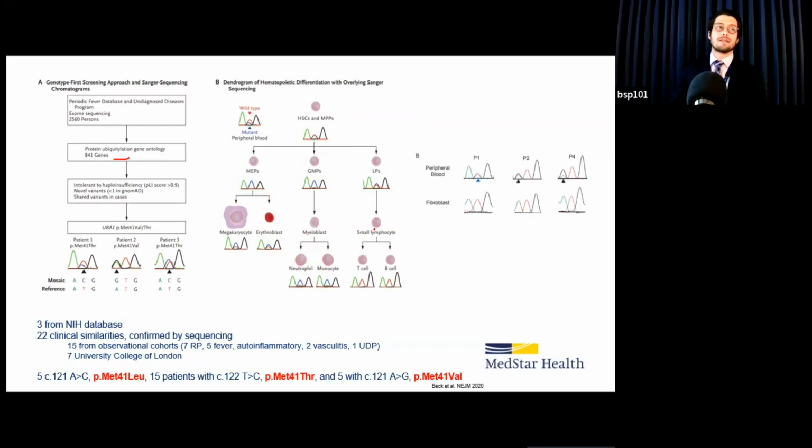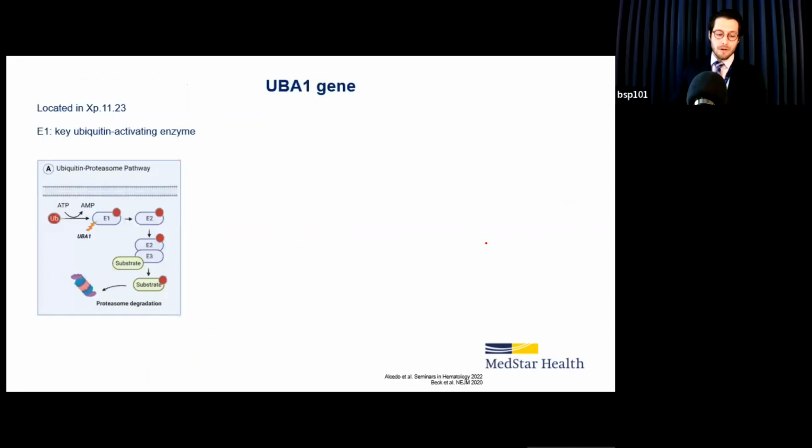And then to prove that this is somatic, they looked at mutations in peripheral blood where they were present, but they were absent in fibroblasts. So this was a new mutation not described before that presents in a heterozygous manner and is in general a loss of function or missense mutation.